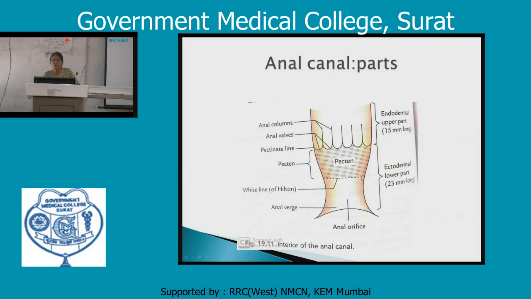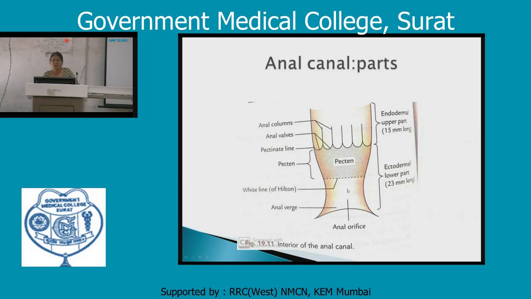So there are two lines. The pectinate line or dentate line separates the upper from the lower part. The upper part is endodermal in origin, developmentally from the hindgut. The lower part is ectodermal, from the proctodeum. All of this is below the pectinate line. Nerve supply, blood supply, lymphatic drainage, all will be different because the development of these two parts is different.